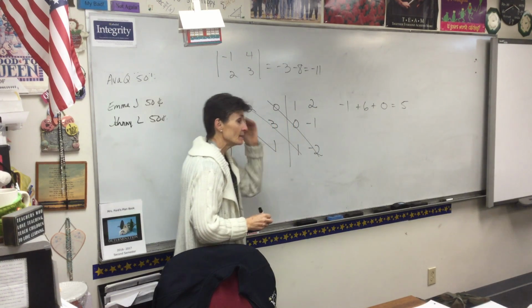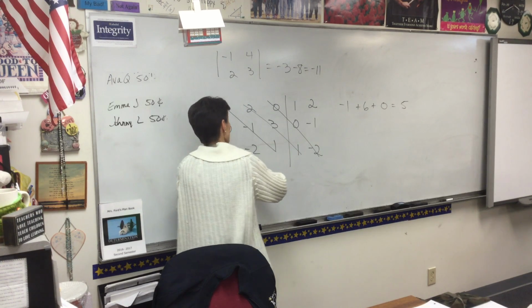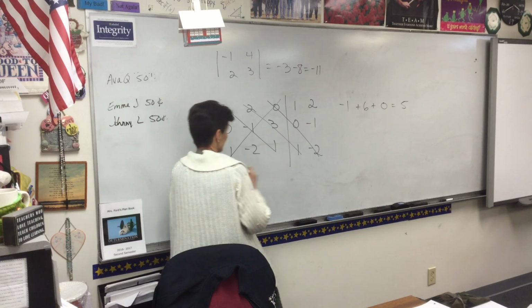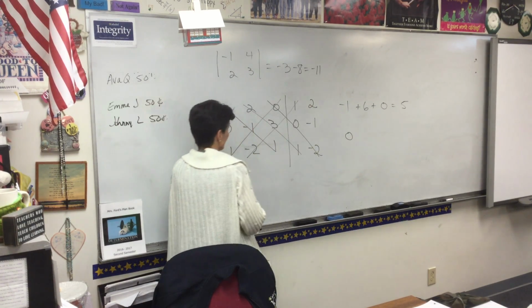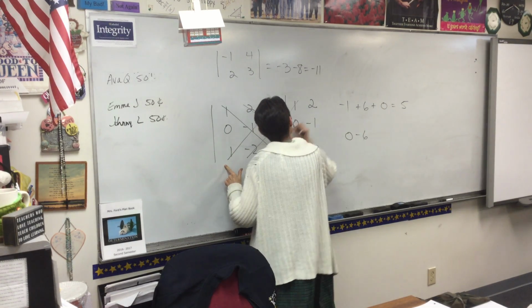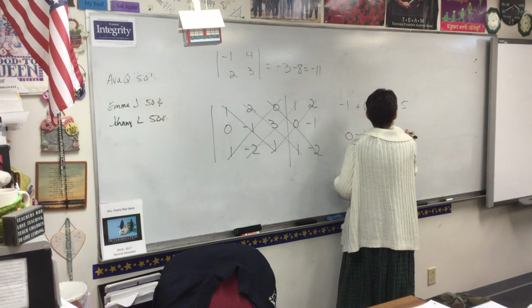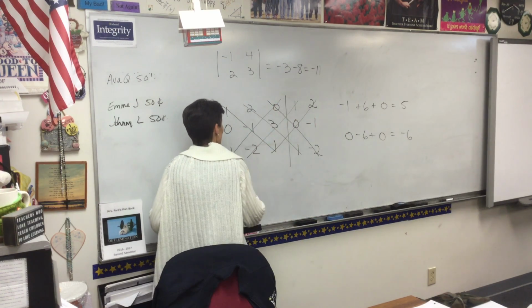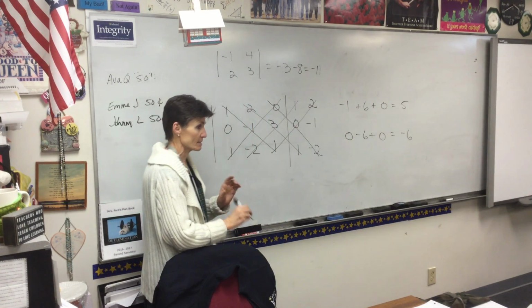Right? Now we're going to turn around, we're going to go the other way. So we're going to go this way now. So these multiplying together, 0. These multiplying together, -6. And these multiply together, 0. Now total all those up. So we did multiply, multiply, multiply. We total them all up. I got -6. Did you?